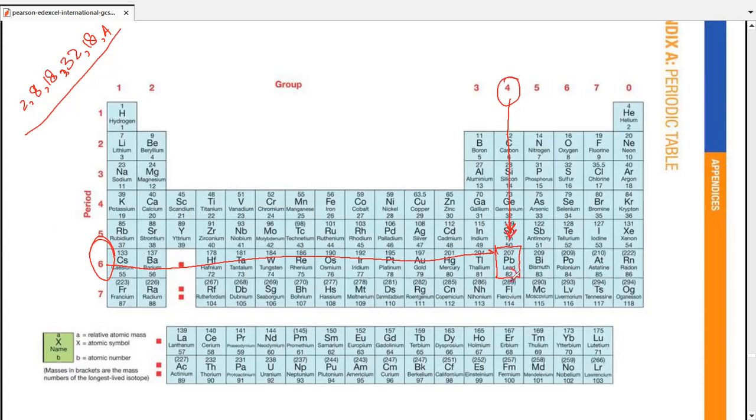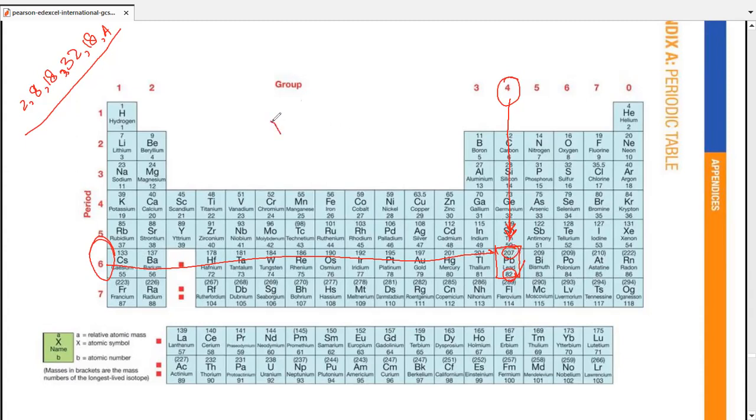Lead has the smaller number 82, and this is the proton number. Remember, we started the chapter with it. At the very start of the chapter, we told you this is the number of protons. This is also the number of electrons. But in order to get the number of neutrons, you subtract the smaller number from the bigger number.